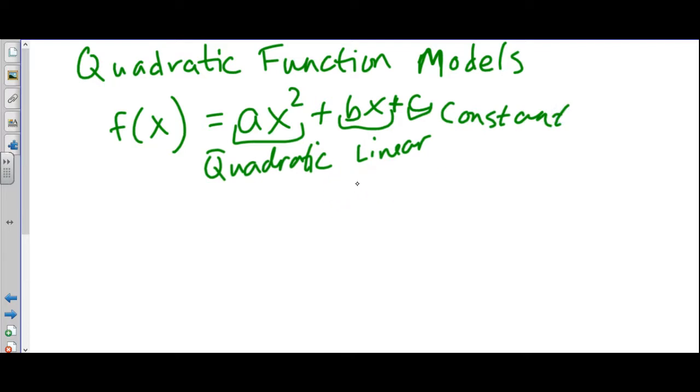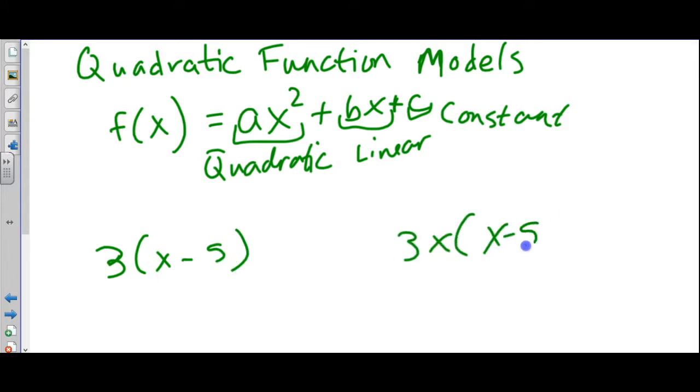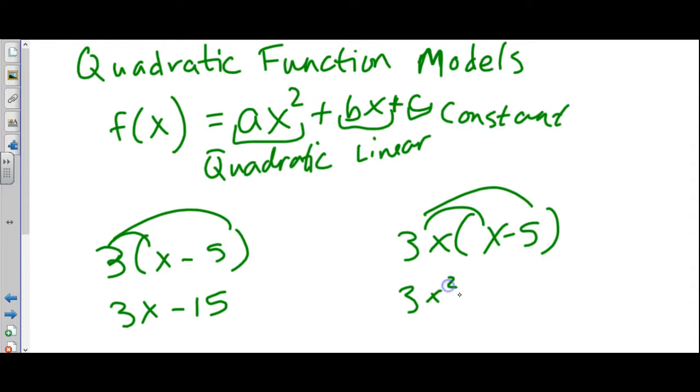So sometimes we don't know if something is a quadratic function or not unless we simplify it. For example, these two are very similar, but when we simplify through distribution, the first one gives us 3x minus 15, the second one gives us 3x squared minus 15x. Only the 3x squared minus 15x is considered to be a quadratic because of the squared piece. It has a quadratic piece. So sometimes you have to simplify the stuff before you can decide if it's a quadratic or not.